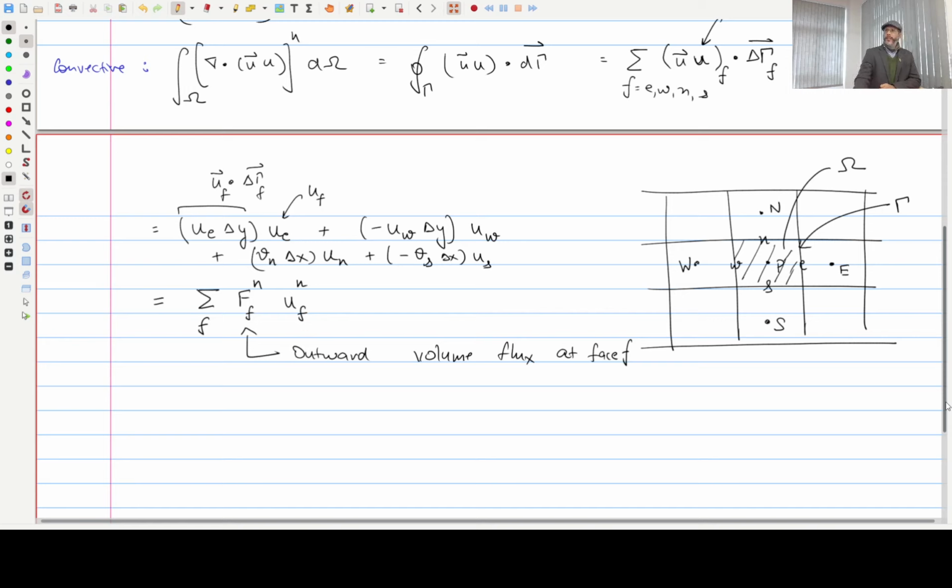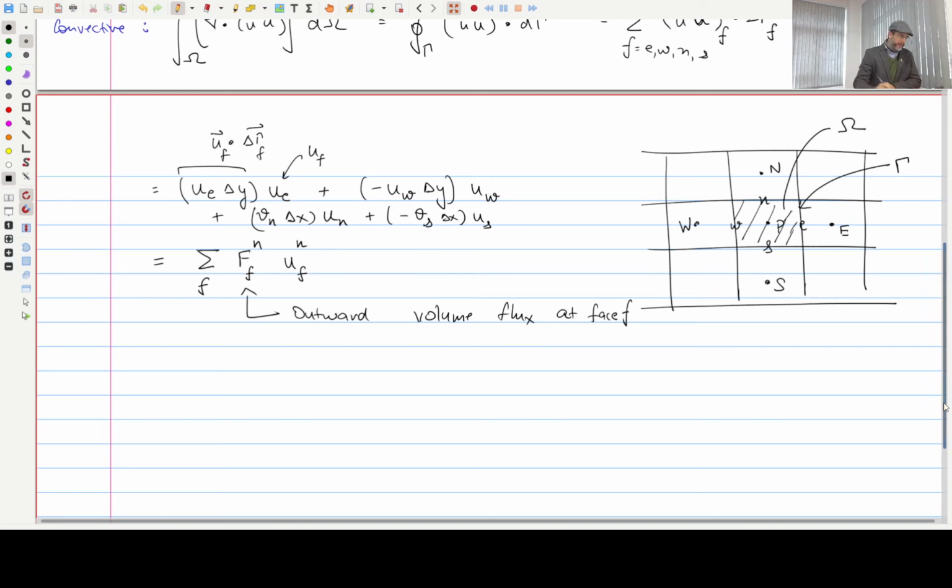So typically you'll see books and literature using this form: summation over the face f, capital F subscript f times u f. So this capital F is then expanded as F on the east face is u east delta y. F on the west face is minus u west delta y. It's an outward volume flux.